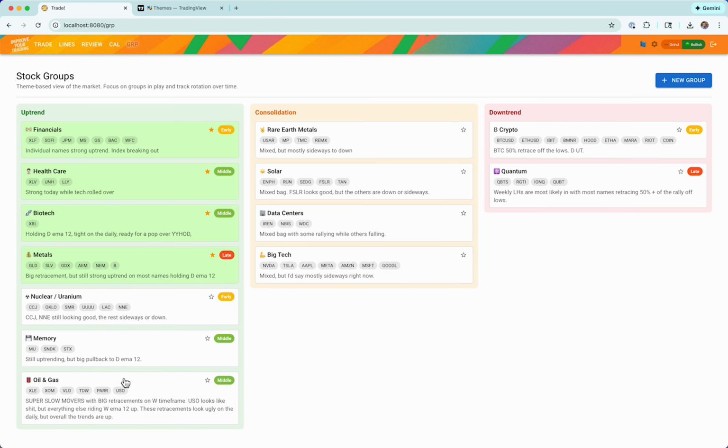So I have other things here that are in uptrends, but I'm just not interested in them right now, because maybe they're mixed, some of the names are strong, some of them are not. You know, I hope this is helpful. I hope this makes sense to people.